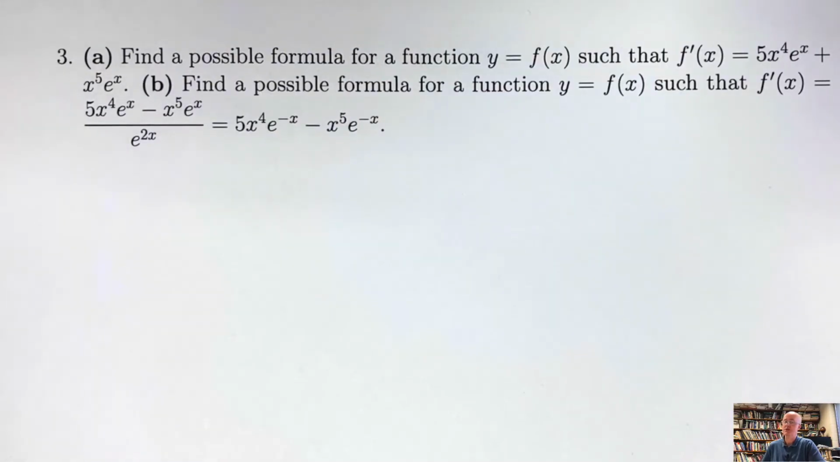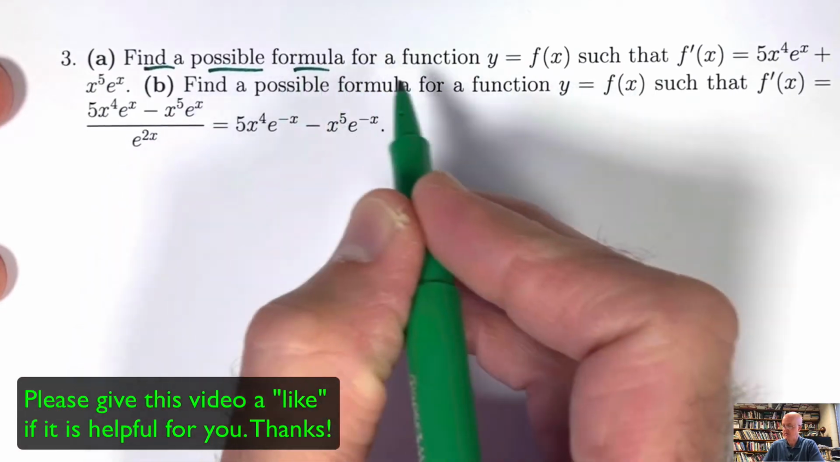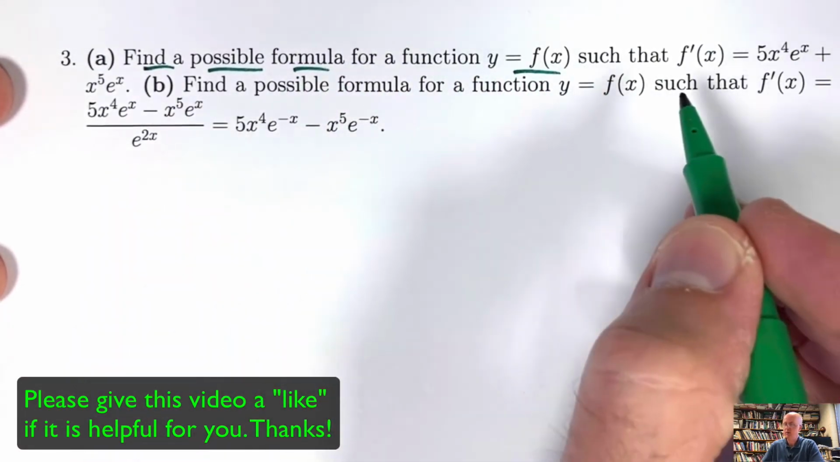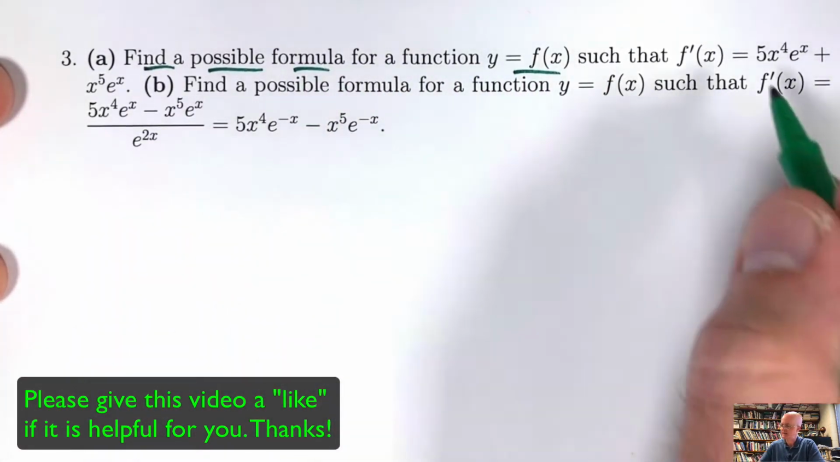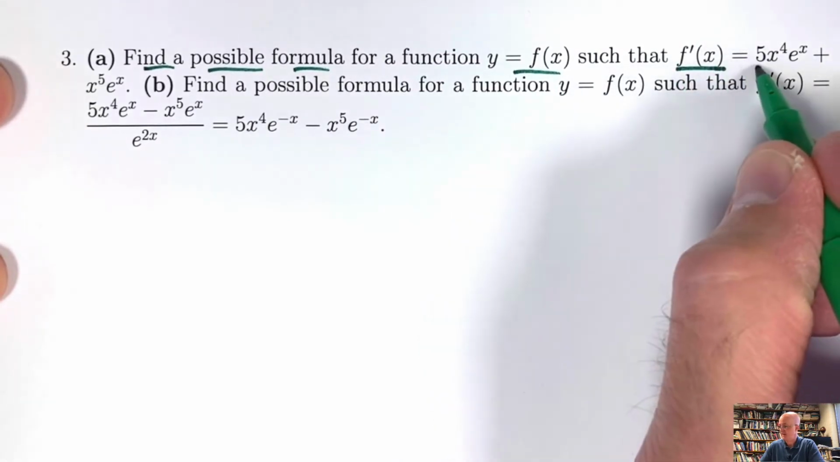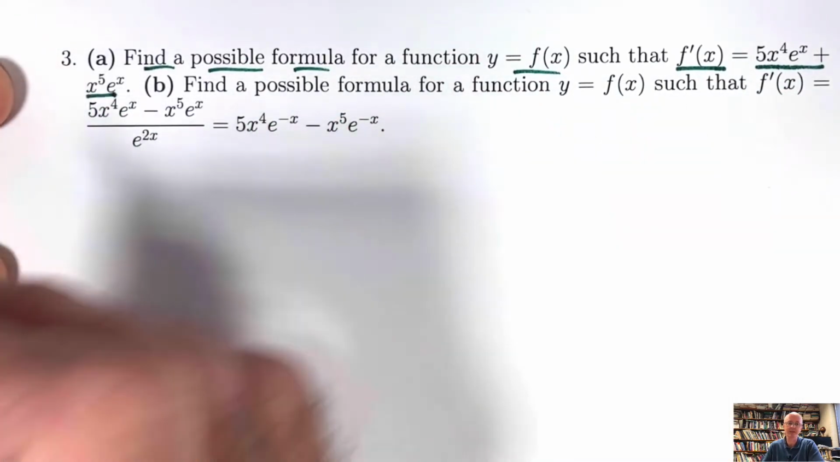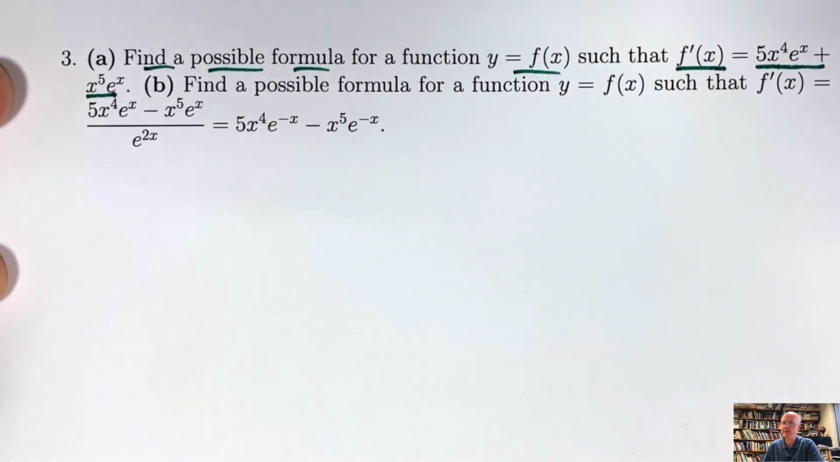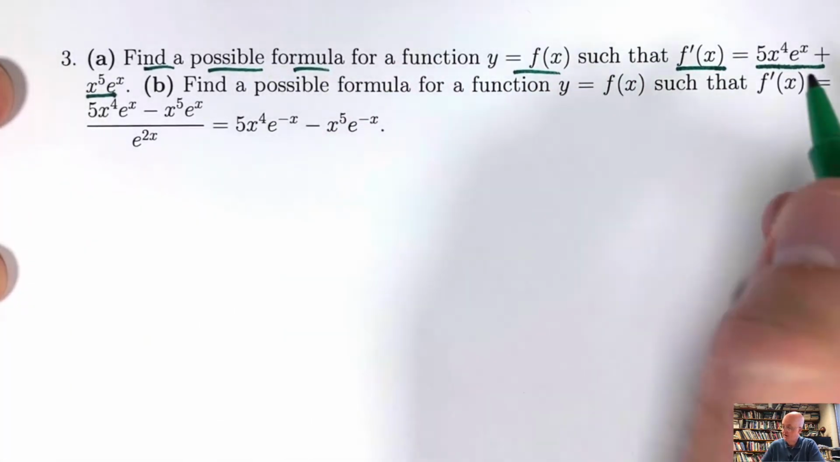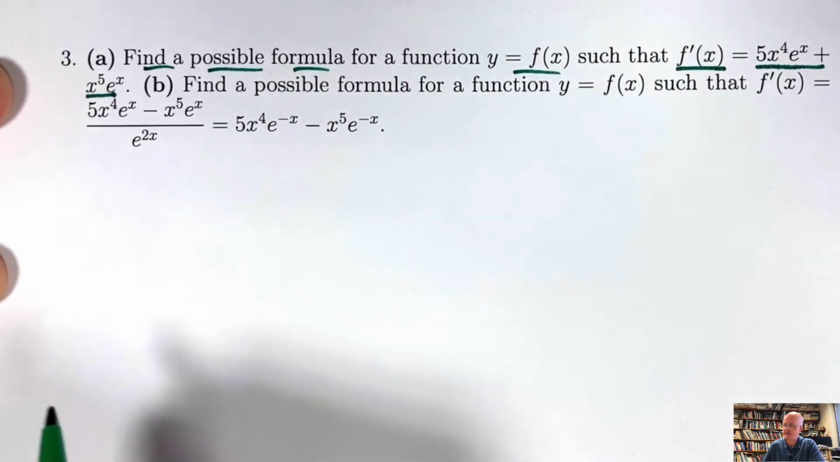Number 3 is kind of a strange and tricky problem, but it's actually very important. Part A says find a possible formula for a function f whose derivative is given. And it's kind of a complicated derivative. F prime of x equals 5x to the 4th times e to the x plus x to the 5th times e to the x. We are here trying to find something called an antiderivative of this function f prime of x. We are undoing the differentiation.